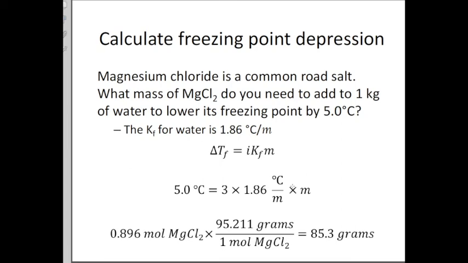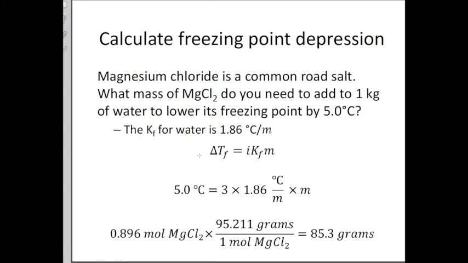Well, we know what the delta TF is going to be. We know what the i is going to be for magnesium chloride, and we know what the Kf is because we can look that up. And so the thing that we're going to be solving for here is the molality. We'll use the molality to find the grams that we need.